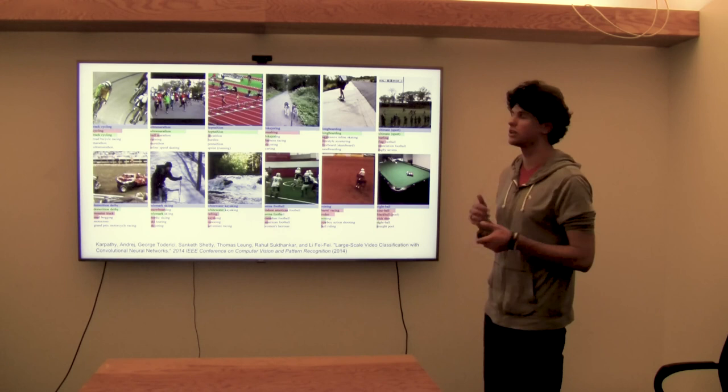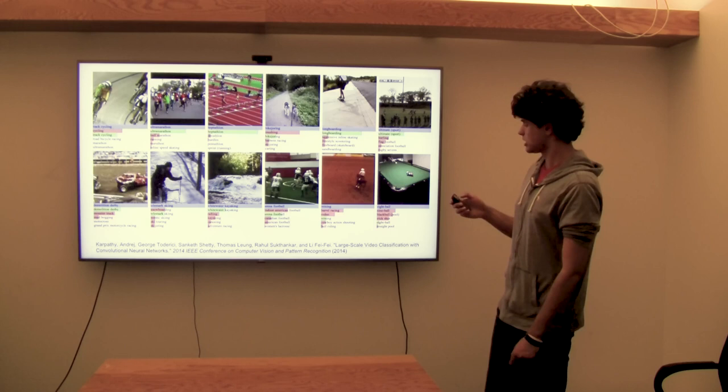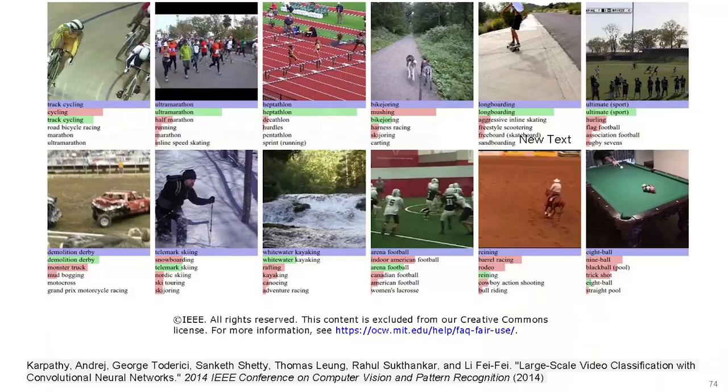As you can see here, these are stills from these videos, where the caption highlighted in blue is what the correct answer should be, and underneath it are the top five labels that the convolutional neural network produces. The one highlighted in green is the correct answer. So you can see on all of these, it gets it within the top five, and for the most part within the top two, and it's pretty confident when it does get it correct.